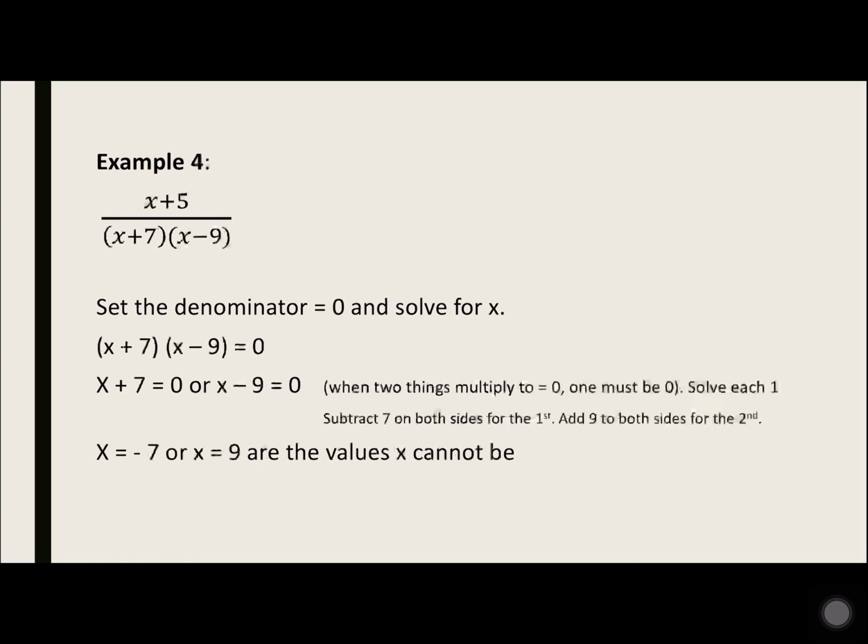Example 4. X plus 5 divided by x plus 7 times x minus 9. Set the denominator equal to 0 and solve for x. X plus 7 times x minus 9 equals 0. When two things multiply to equal 0, one must be 0. Solve each one. For the one on the left, subtract 7 on both sides. 0 minus 7 is negative 7. On the other one, add 9 to both sides. 0 plus 9 is 9. X equals negative 7 or x equals 9 are the values x cannot be.